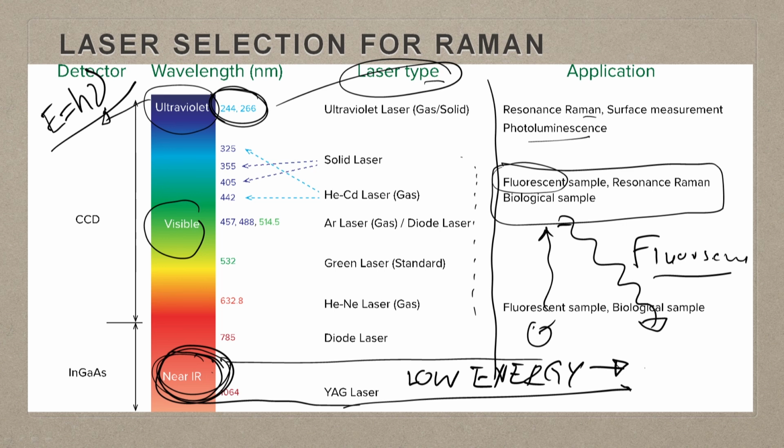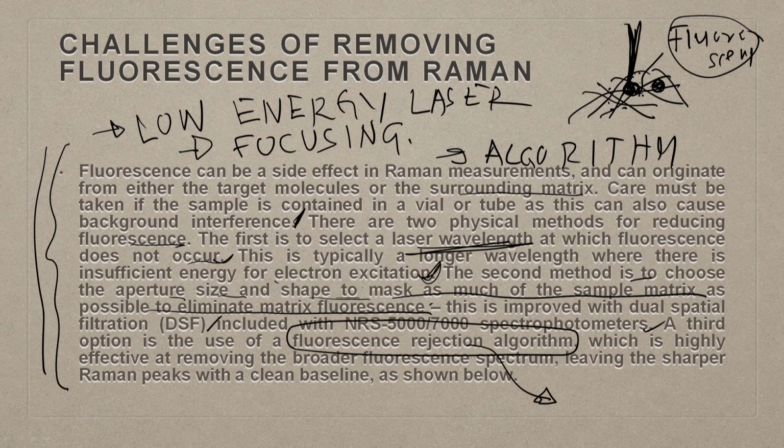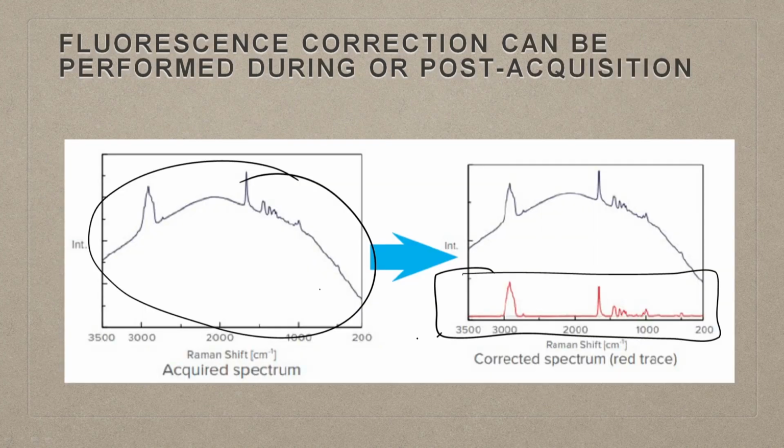So, what kind of laser are you picking up? And then we talk about challenges of removing the fluorescence from Raman spectra, and here we talked about how you could do that by selection of laser as well as changing the aperture or using certain algorithms. And here we finally talked about how the final spectra really looks like.